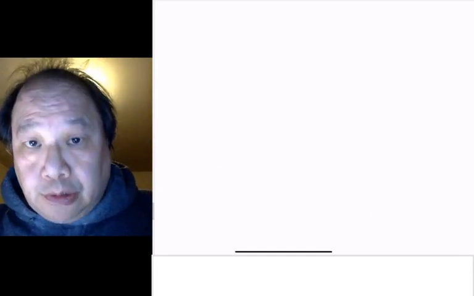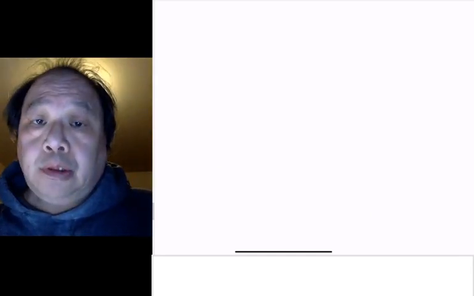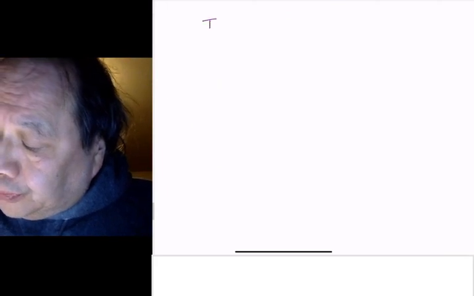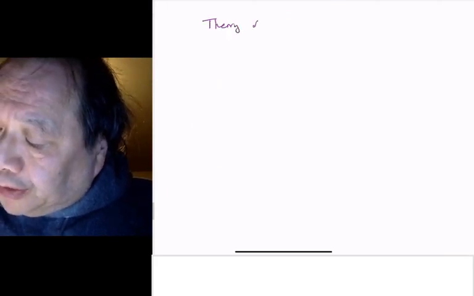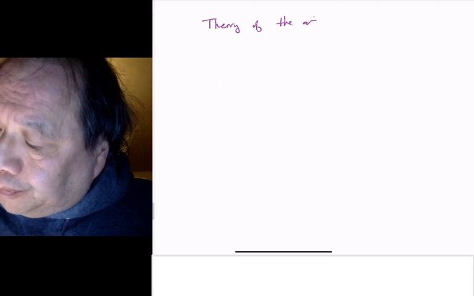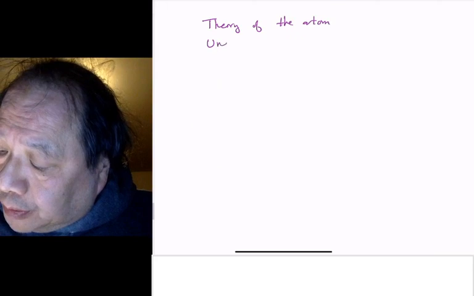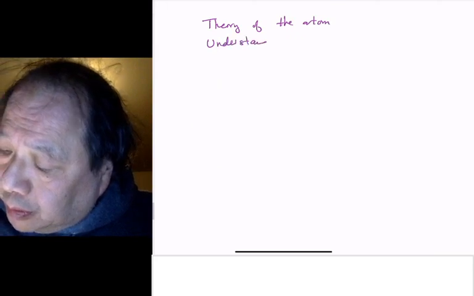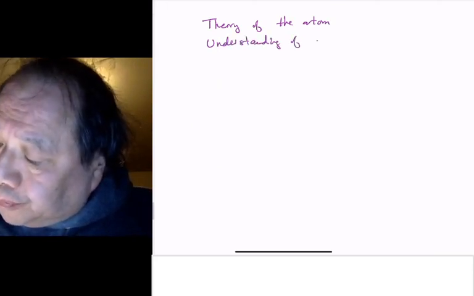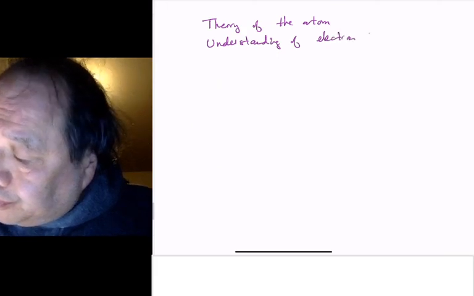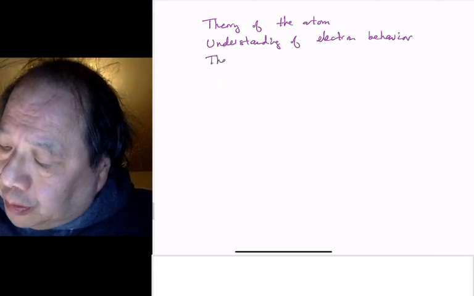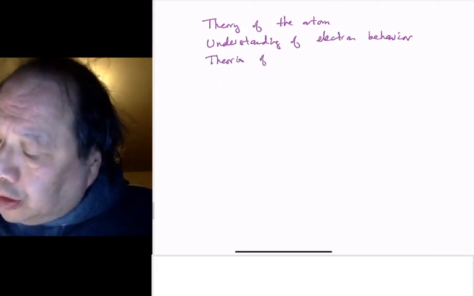All college courses are journeys, and the journey that you've undertaken in Chem 2070 started with the theory of the atom. From the theory of the atom, you developed an understanding of electron behavior. And you learned the theories of the chemical bond.